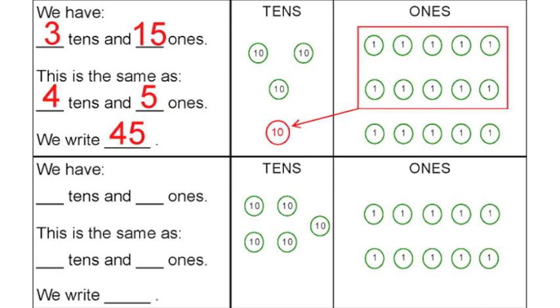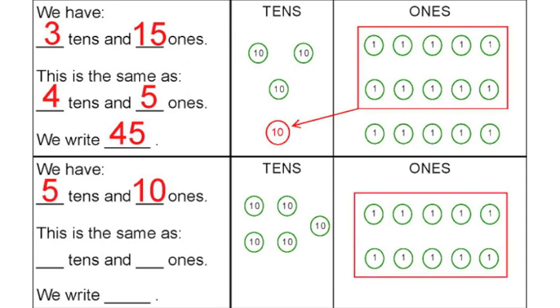And finally, for the last question here, we start out with 5 tens and 10 ones. So again, I'm going to box these 10 ones, and I'll move it over into the tens column. So I now have 6 tens and 0 ones. With 6 tens and 0 ones, that is going to be a total of 60.